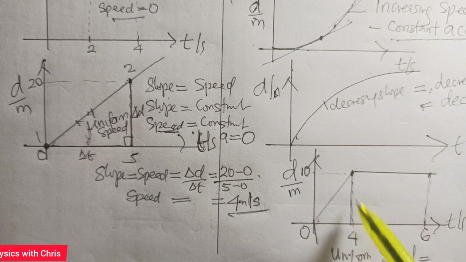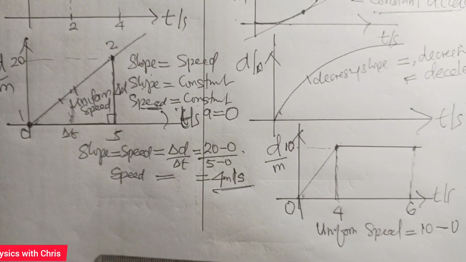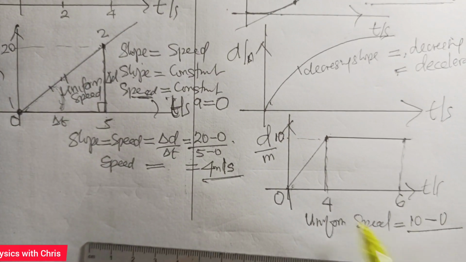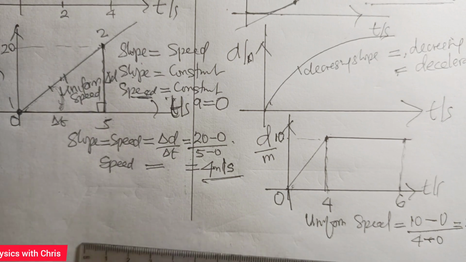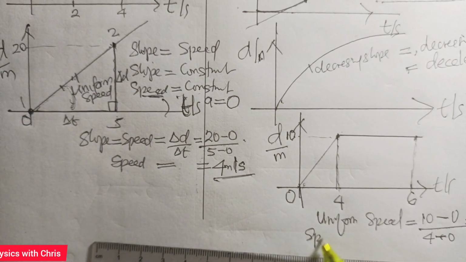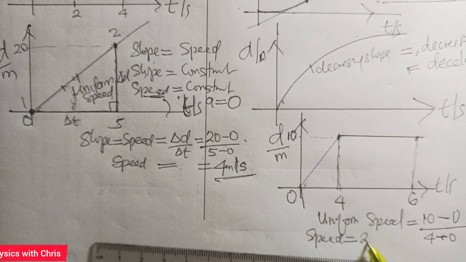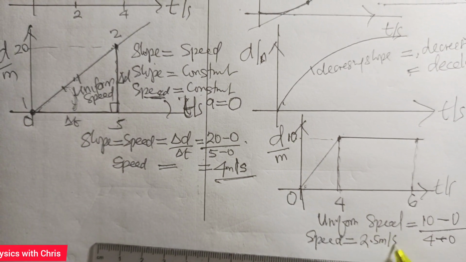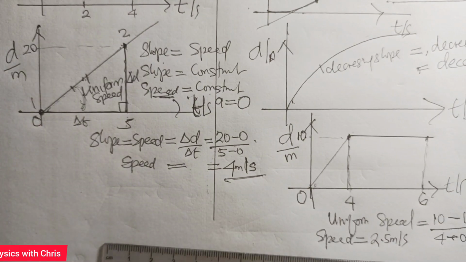Draw your slope triangle. This is 10 minus 0 divided by 4 minus 0. So that gives you 2.5. The slope is 2.5, therefore the speed of the body, which is uniform, is 2.5 meters per second. So you can see that from time t equals 0 to time t equals 4 seconds, the speed of the body is constant and uniform.